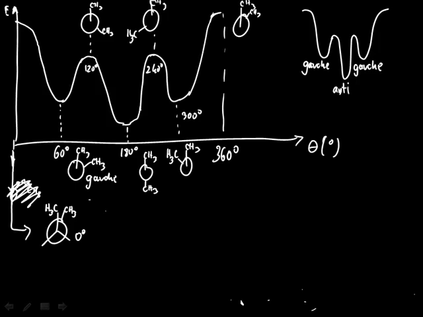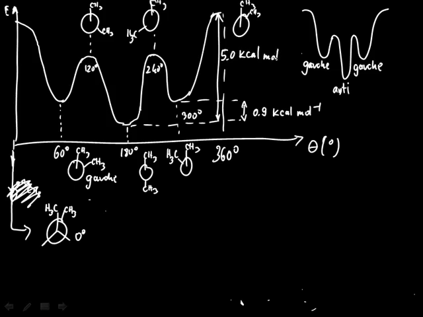If we look at these energy differences, the difference between anti and gauche conformation, this is an important number, is 0.9 kcals per mole. So you can see that the gauche conformation is quite unfavorable actually. The difference between totally eclipsed and anti-conformation is very large. It's about 5.0 kcals per mole. And finally, I'll plot this on this side to avoid confusion.